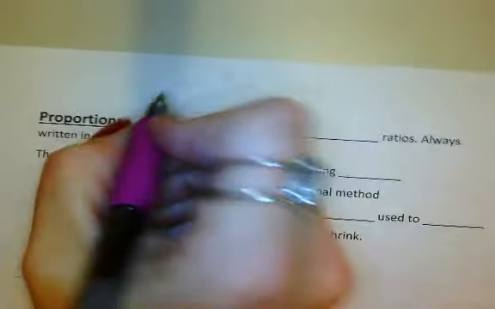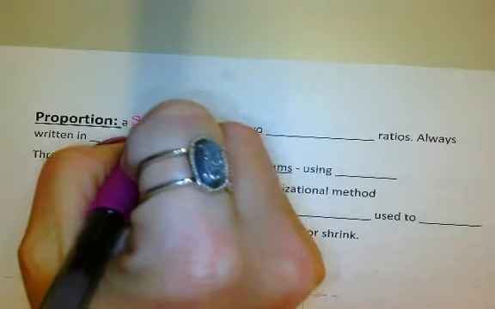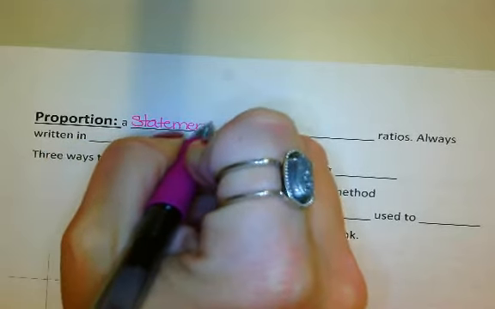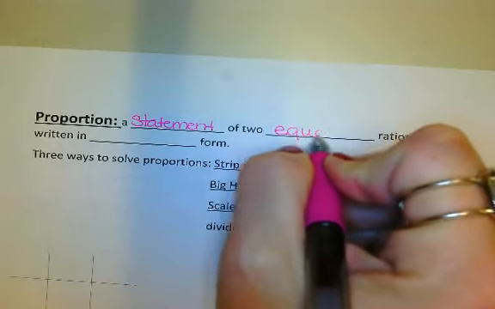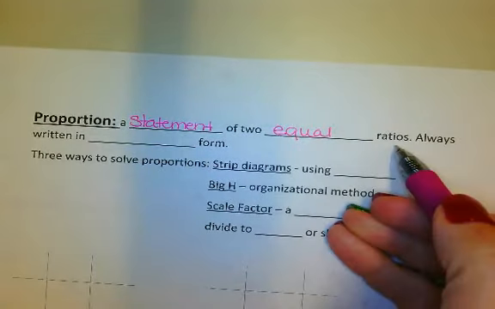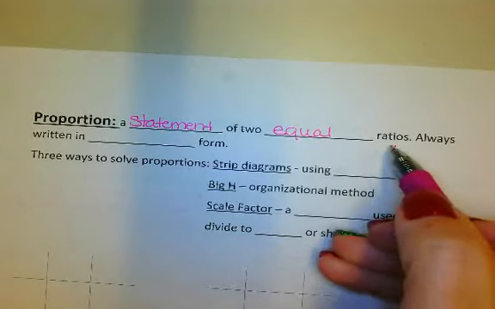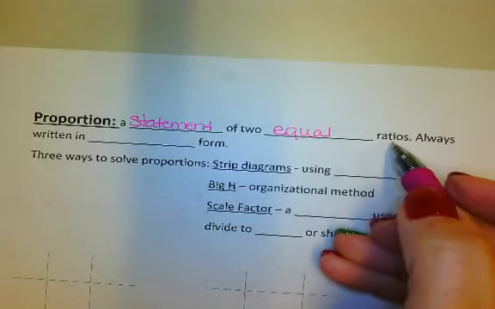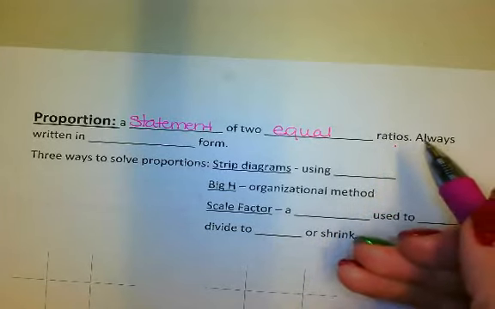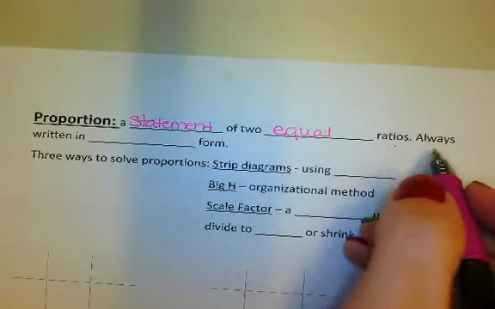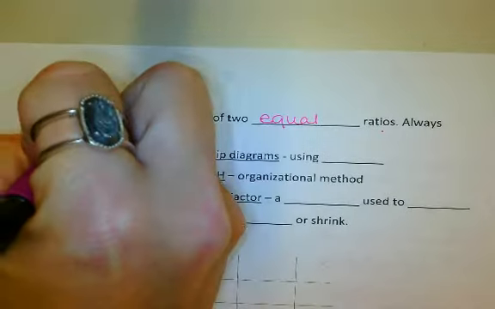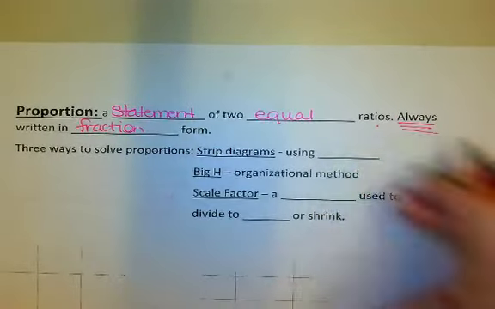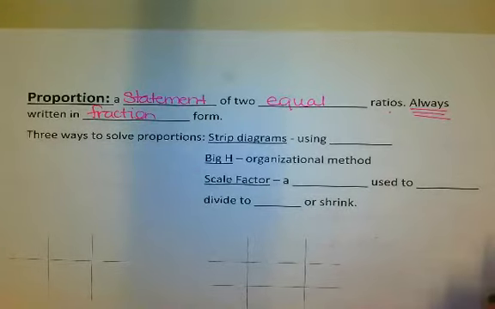A proportion is a statement of two. I normally say equivalent, but equivalent just means equal. So 2 equal ratios. Okay, again, a ratio is comparing 2 quantities. So all this is saying is that it's just a statement of 2 equal comparisons. That's all it is. It is always written in fraction form. Always. Do not forget that. Always written in fraction form.